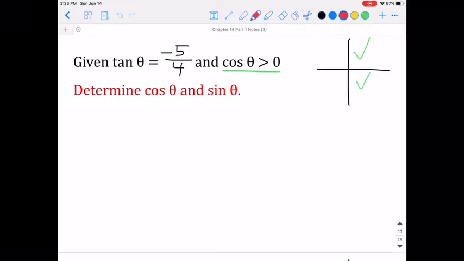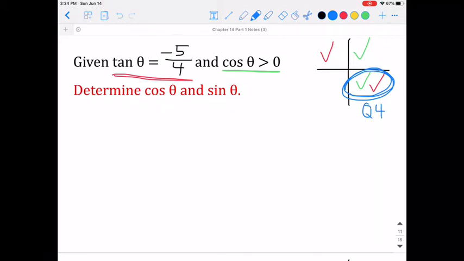We're also told that tangent of theta is equal to negative 5 over 4. So tangent is negative, and in our quadrants, tangent is negative in the second quadrant and the fourth quadrant. So we're able to determine where this angle lies based off of the overlap. So you can see that in quadrant 4, tangent is negative and cosine is positive. That means this angle has to lie in quadrant 4.